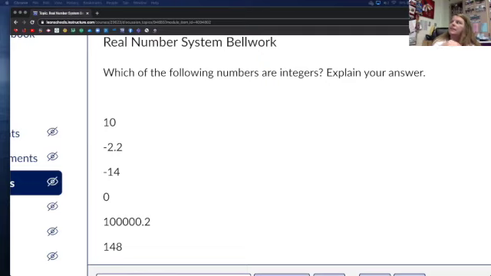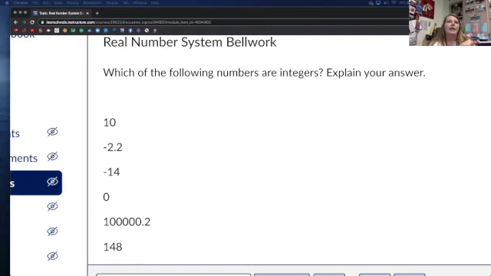So if we look at this list, 10, integer? Yes. Negative 2.2. No, because that decimal makes it not an integer. It's a different type of number, which we're going to talk about, but not an integer. Negative 14. Yes, integer, negative whole number. Zero, we just talked about, integer. 100,000.2, no, decimal. And then 148 would be an integer.